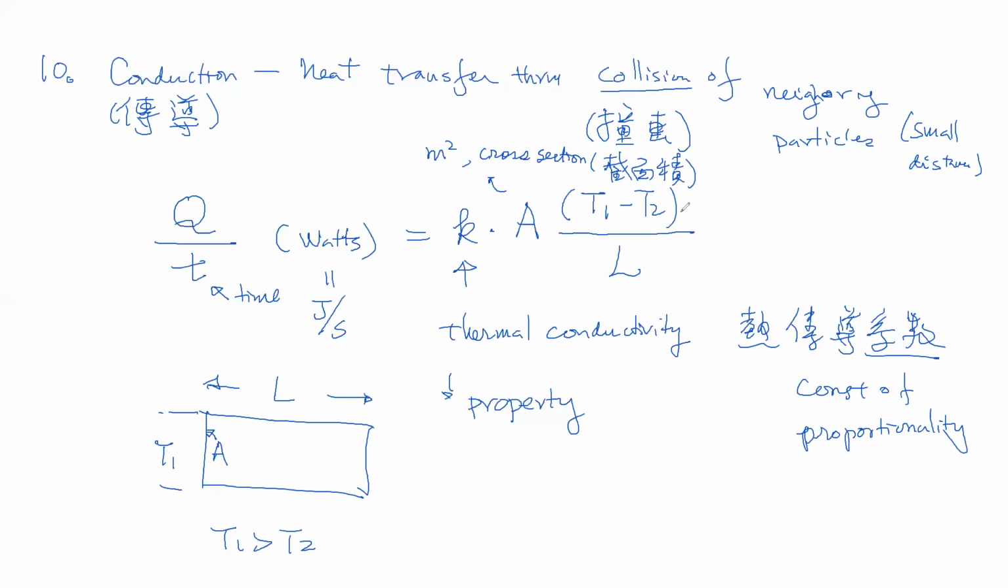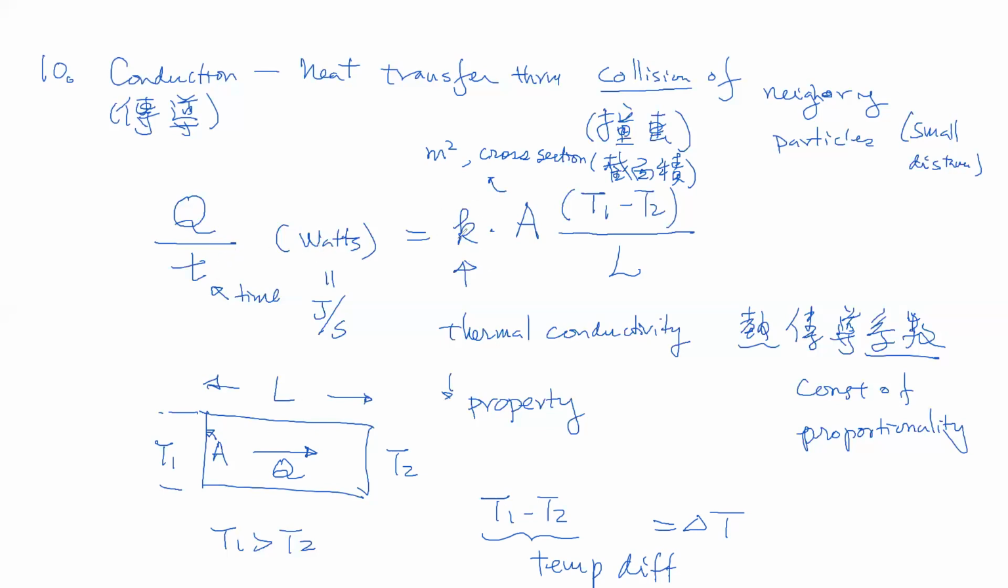Because it's a cross-section. T1 is larger than T2, so this side is T2. So you know the conduction is going to go this way. The Q is going to go that way, because it's always from high temperature to low temperature. So it's the temperature difference, T1 minus T2, also called delta T. The larger the temperature difference, the larger the transfer per second, that means the watts.